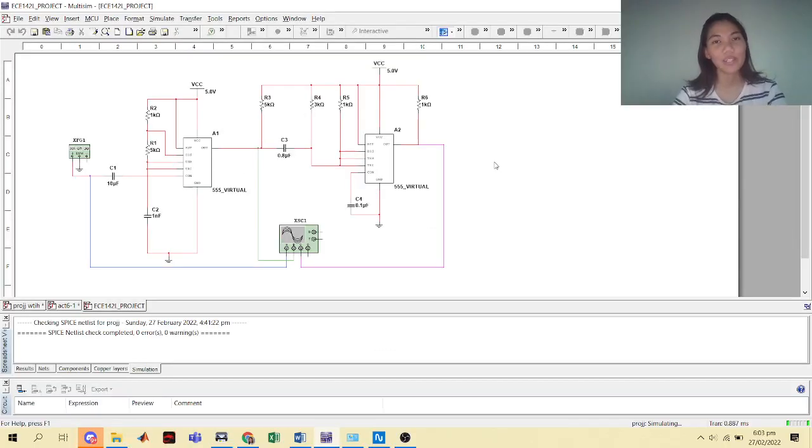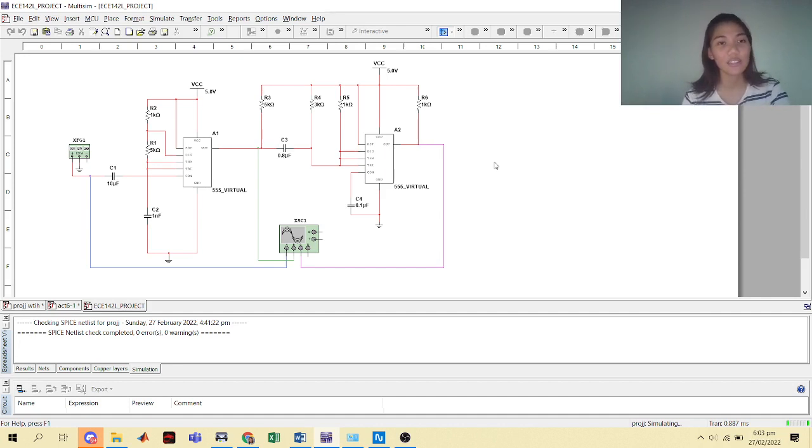Good day, we are Group 10 and we will be presenting our pulse time modulation signal generator circuit. The basic operation of this circuit produces both PWM and PPM signals from an input sine wave signal.